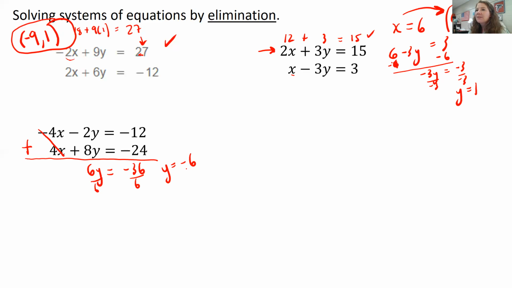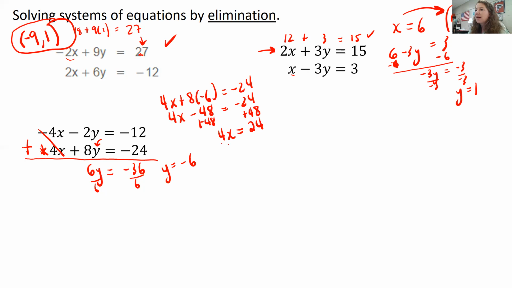So then I'm going to take negative 6 and plug it right here into the second equation. So I'm going to bring down 4x plus 8 times negative 6 is equal to negative 24. So 8 times negative 6 is negative 48. And then I'm going to add 48 to both sides. So I have 4x is equal to 24. And then when I divide both sides by 4, I get positive 6. So my answer is 6, negative 6.